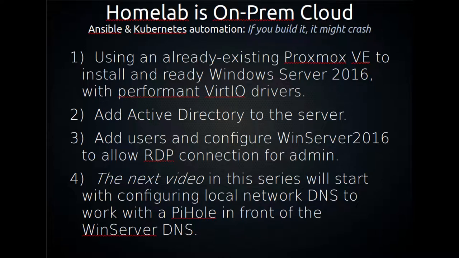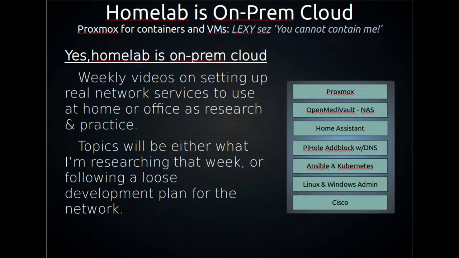On the front side of this video, I will attempt to do the following. First, I will be using an already existing Proxmox VE server to set up a Windows Server 2016 instance as a guest VM. Part of this will be installing the VirtIO drivers so that we've got a little better performing hard drives, network, and memory access. Once that's done, I'll add Active Directory. Following that, configuring a couple users security-wise and allowing them to use RDP to log in and admin the server from Linux, Windows, and Android.